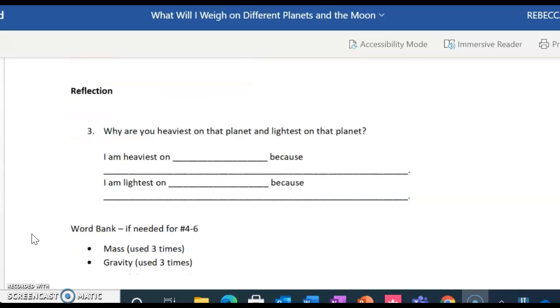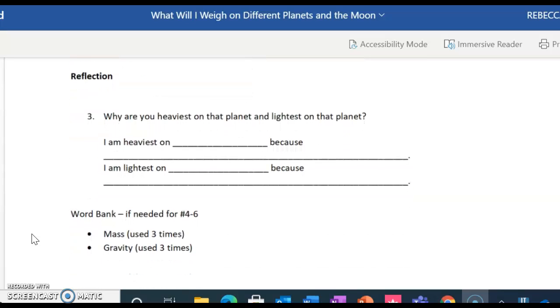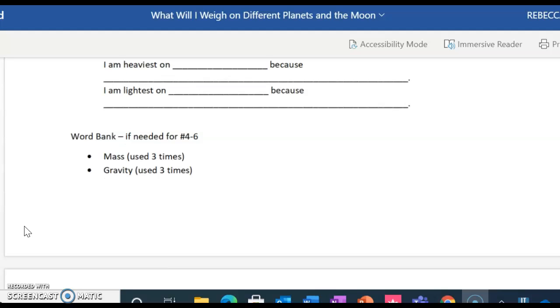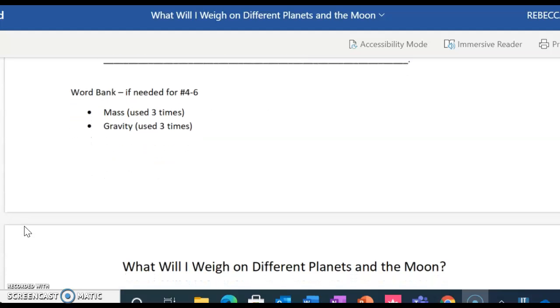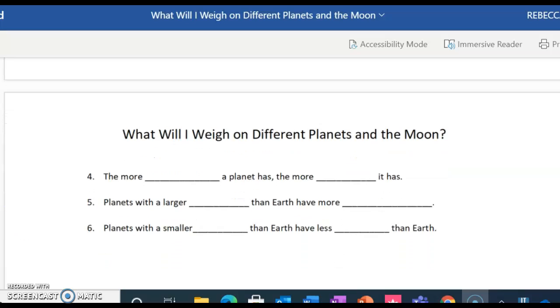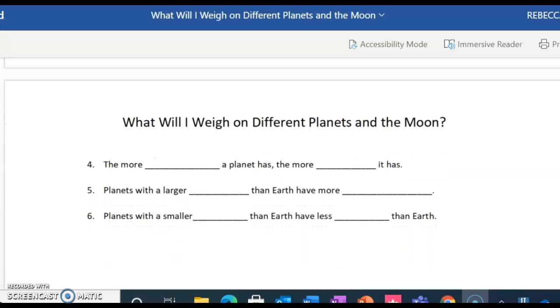Then we have our reflection. Why are you heaviest on that planet and lightest on the planet that you identified as the one you were lightest on? So we're going a little bit further, identifying what the planet was and then explaining why. And then our last section here, we have a word bank if you need it. It goes through some of the basic concepts we've been talking about as a reinforcement.